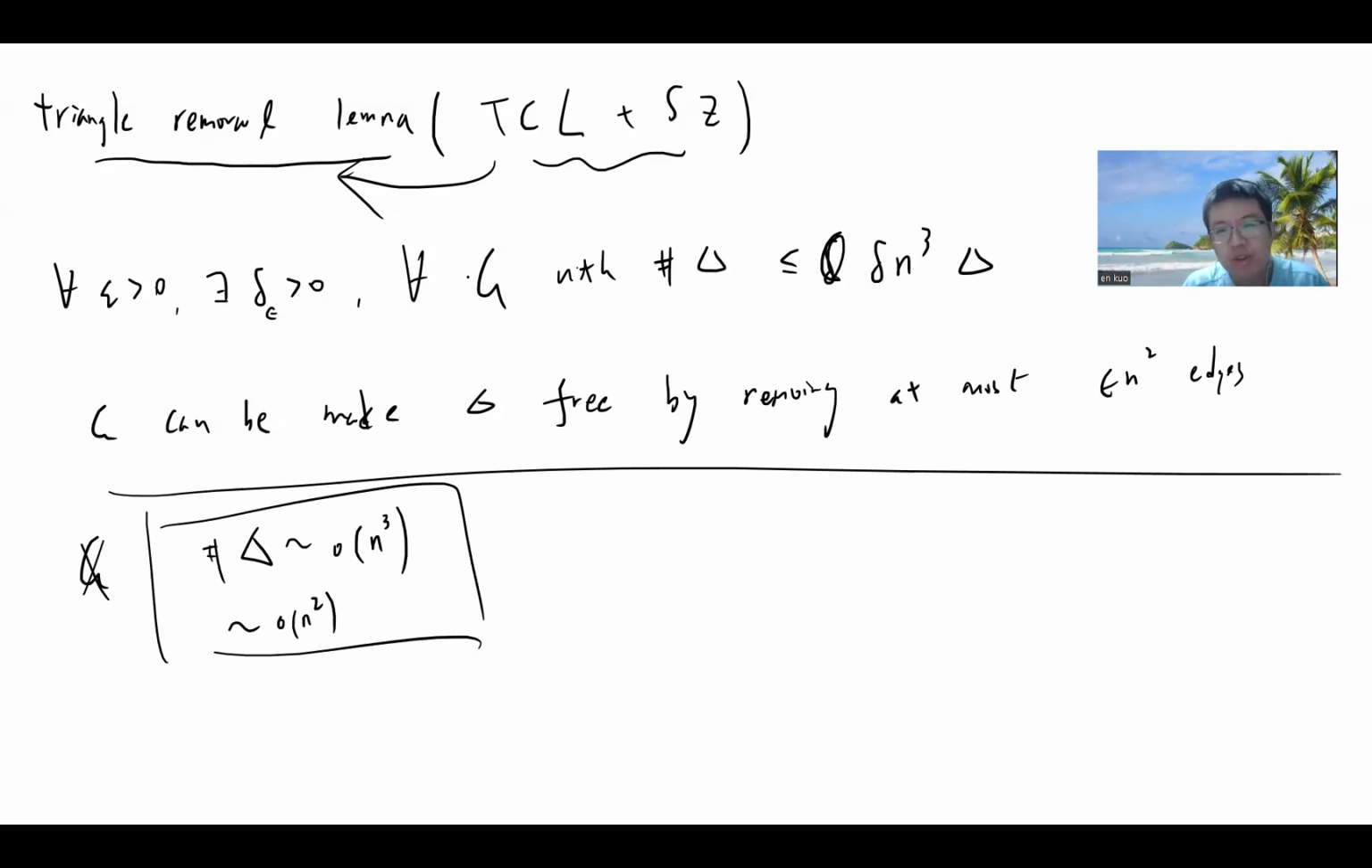Okay, you can think a little bit, and you will find that this theorem is very deep. It's a very non-trivial theorem, because it tells you that if you remove epsilon n squared edges, there's always some fraction of the n cubed triangles that you can remove. And this is for every graph G. So it's very universal.